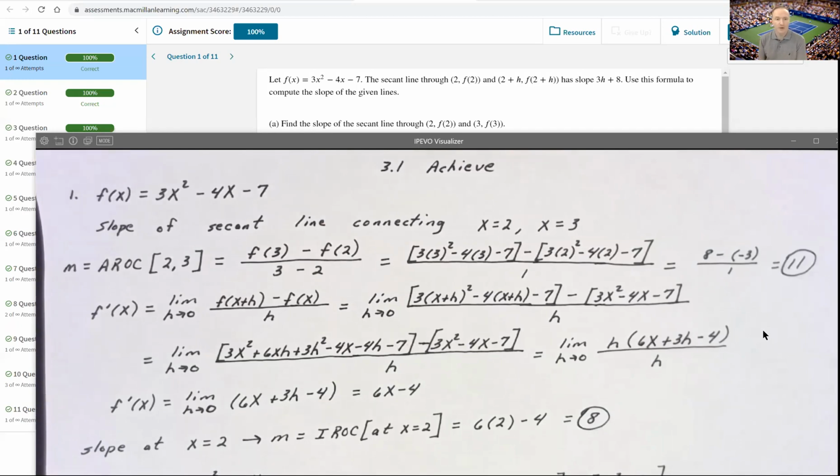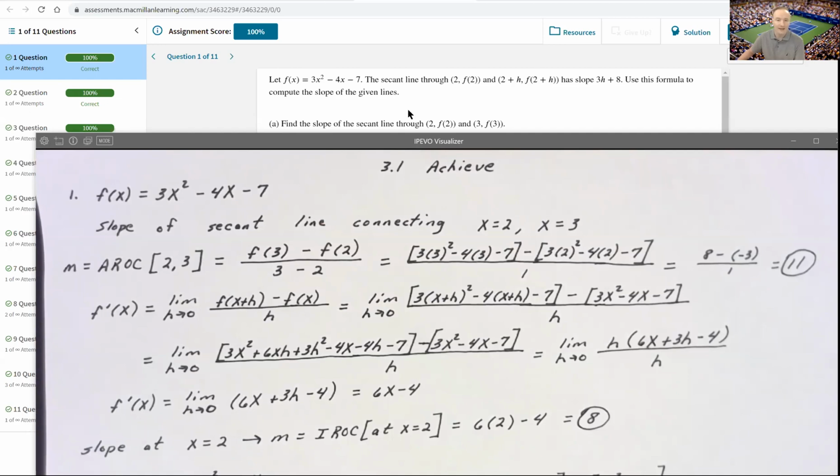For their first problem, you'll see here it says, let f of x equal the quadratic 3x squared minus 4x minus 7. And then it says the secant line. Remember, a secant line is a line that connects 2 points on a curve. The secant line through 2, f of 2 and 2 plus h, f of 2 plus h has a slope of 3h plus 8. And then it says use this formula to compute the slope of the given lines.